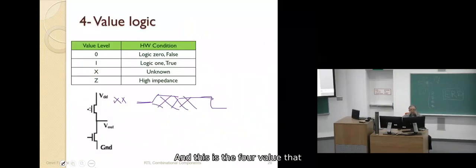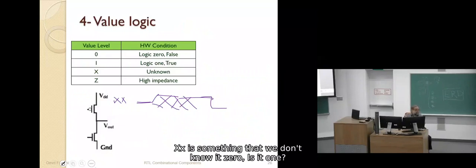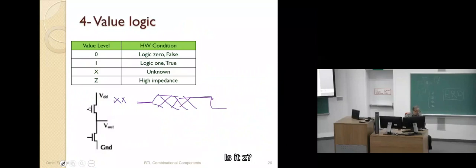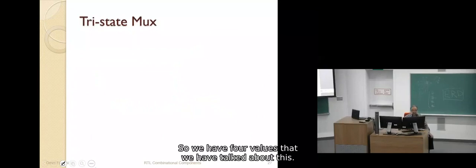And this is the four values that I've taught, and I told you about X. X is something that we don't know. Is it zero? Is it one? Is it Z? No, even we don't know if it is Z. No zero, no one, no Z. So it is X. So we have four values.